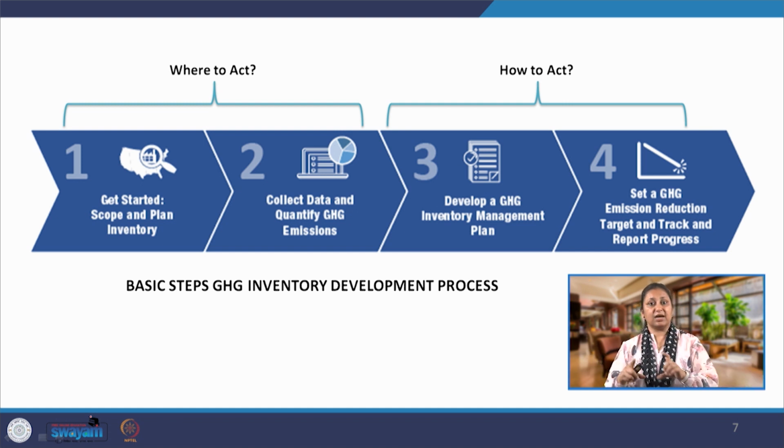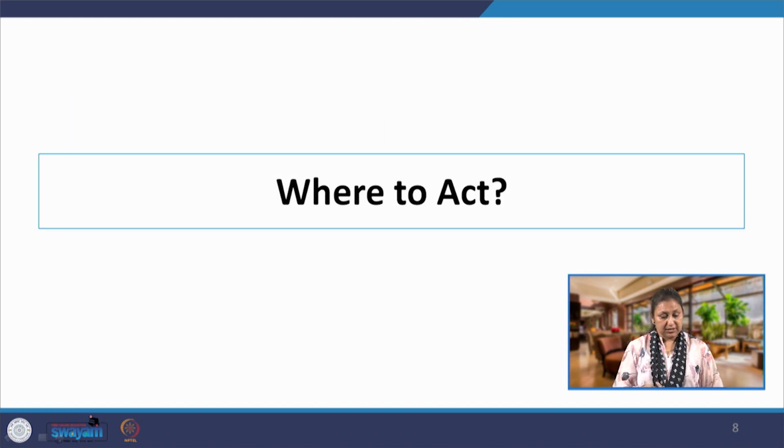Once we have the data and the inventories in place, we will know how to manage those inventories, and then we set a GHG emission reduction target. From the baseline year which we had discussed to the target year, how much the reduction should be will come in step 4, once we know how to manage the inventory. So, these are the 4 basic steps. Now, let us begin with the steps one by one.